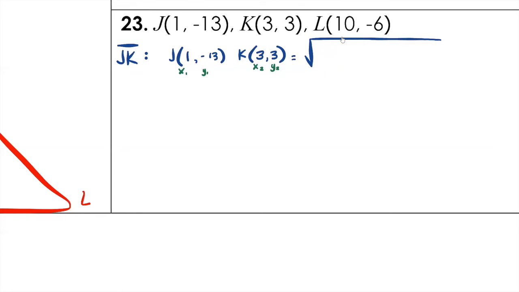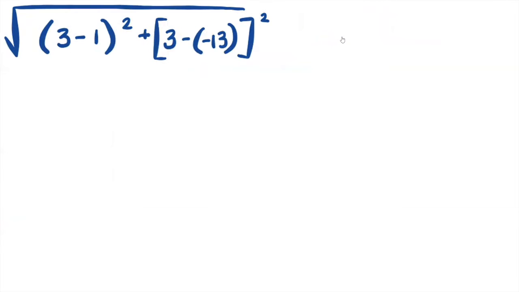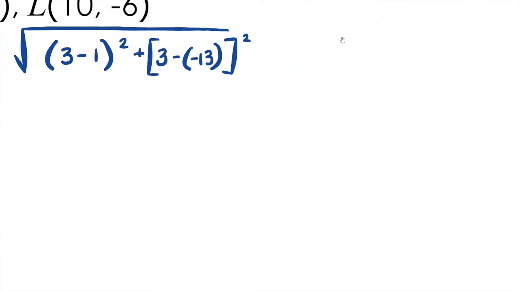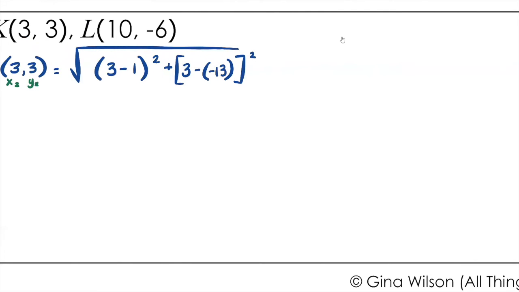So 3 minus 1 squared plus 3 minus -13 squared. Because there's a parentheses inside. You're 1000% correct, madam. So now that we see that we've got a minus minus, it becomes a what? Plus plus.